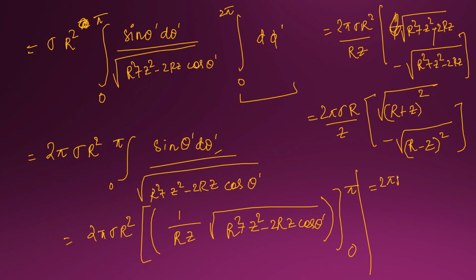So 2 pi sigma R by z. This is R plus z minus R minus minus z, that is R plus z. So R cancelled, so this is 2z. 2 pi sigma R by z into 2z. So z will be cancelled. So 4 pi sigma R.